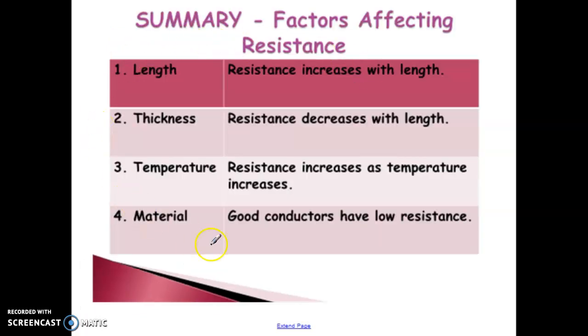Okay, so here's a nice summary. If you'd like to pause the video and read through this, it basically goes over length, thickness, temperature, and material. The longer the wire, the more resistance. The thinner the wire, the more resistance. The hotter the temperature, the more resistance. And of course, the worse of a conductor it is, the more resistance you'll have. And then vice versa for low resistance.